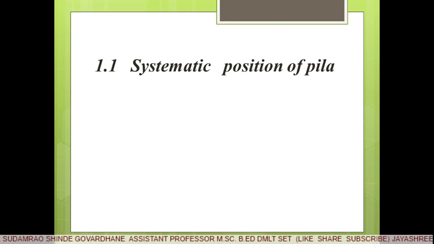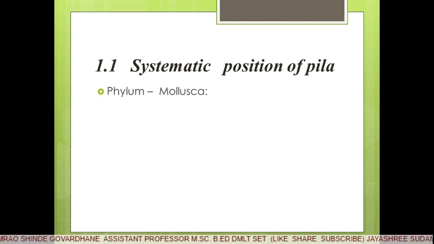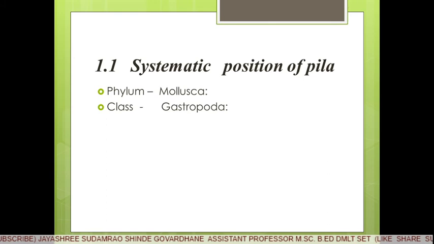Now we'll see the systematic position of Pila. Phylum Mollusca, it belongs to Phylum Mollusca. Body is soft, unsegmented, protected by a calcareous shell which is secreted by the mantle. Ventral body wall is modified into a muscular foot. It is useful for locomotion, creeping, burrowing or swimming. Buccal cavity contains a rasping organ, radula, bearing transverse rows of minute chitinous teeth. It belongs to class Gastropoda.